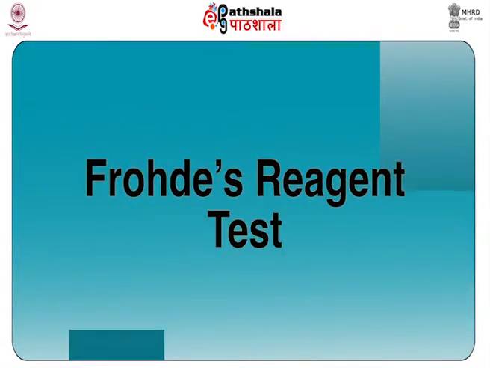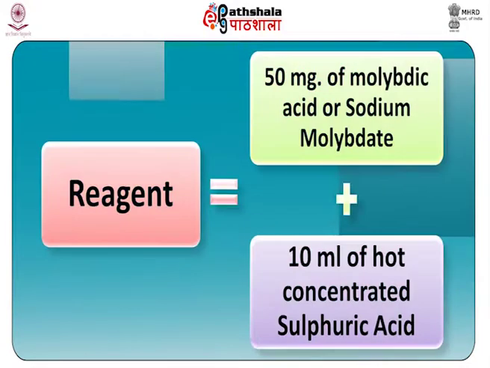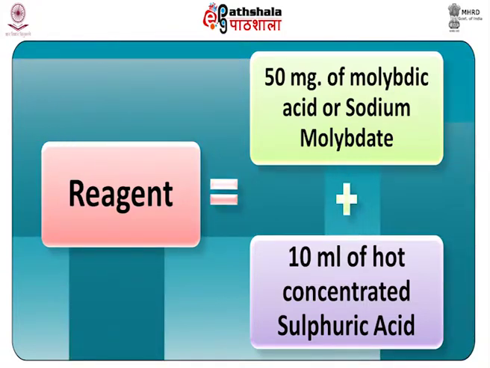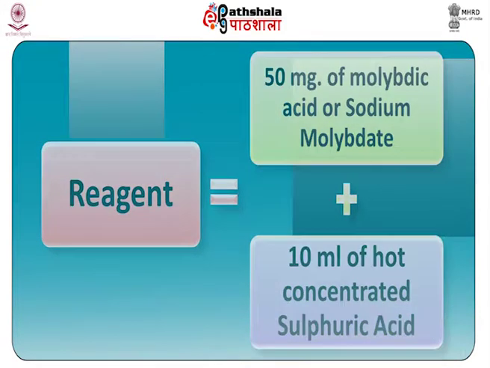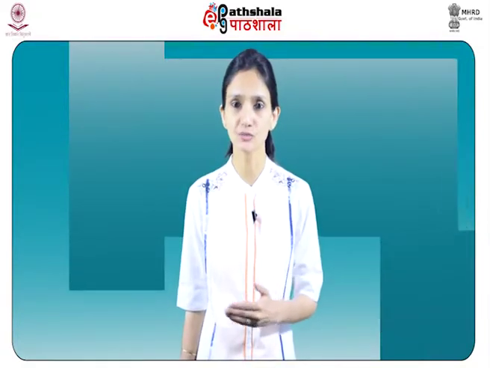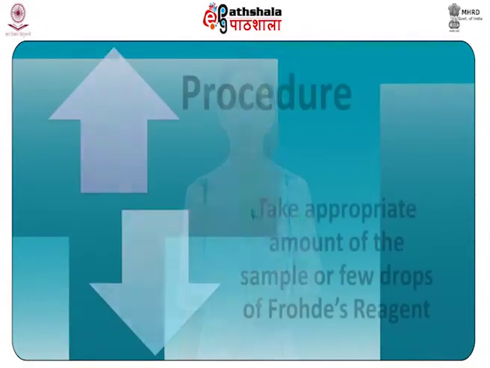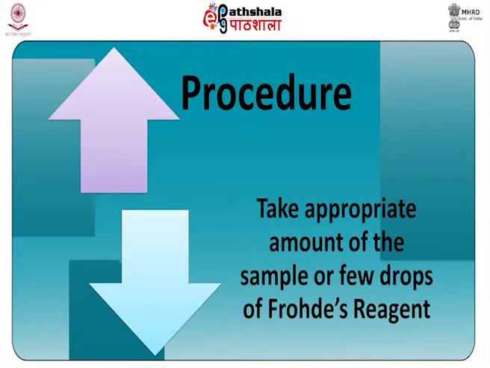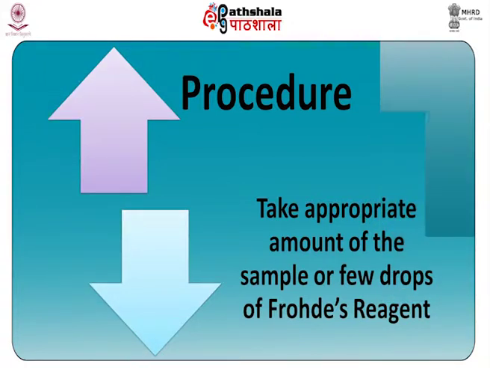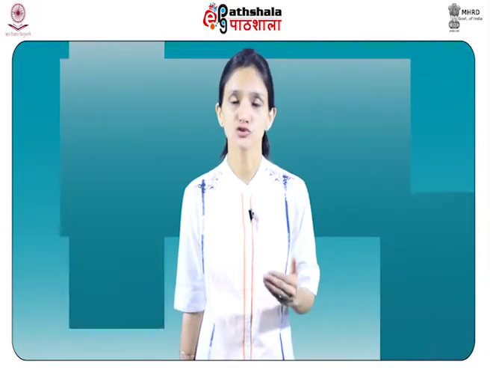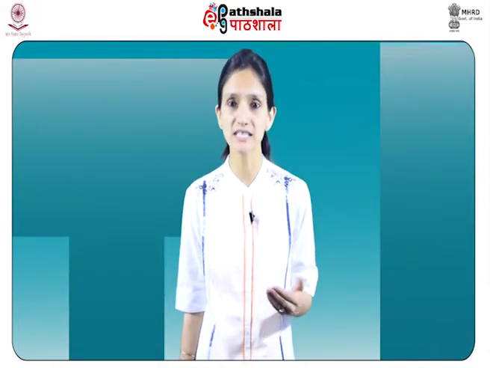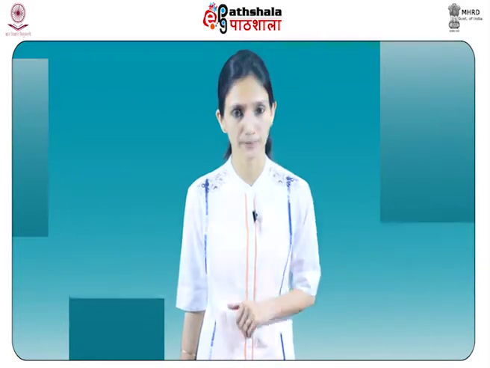Next is the Froehde's reagent test. Preparation of reagent: 50 milligrams of molybdic acid or sodium molybdate is dissolved in 10 ml of hot concentrated sulfuric acid. The resulting solution should be colorless. Procedure: take an appropriate amount of the sample and add a few drops of Froehde's reagent. Olive green changes to blue, which changes to green, indicating the presence of LSD.